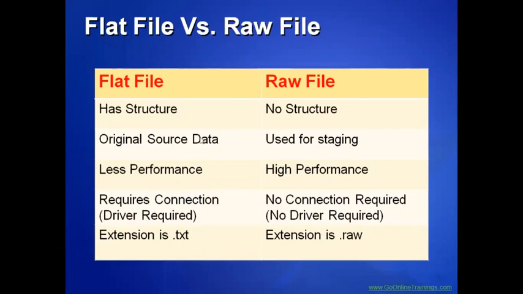Then it can be used for the original data source. It is used for staging. Staging means a temporary purpose. Raw files are going to be used for the temporary purpose. But why can we not use a flat file?